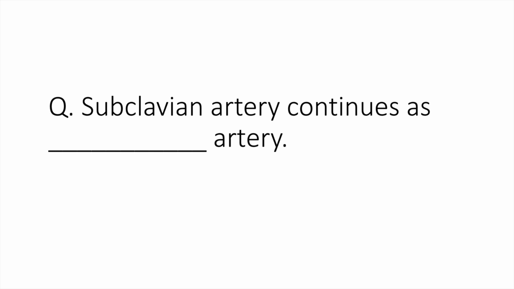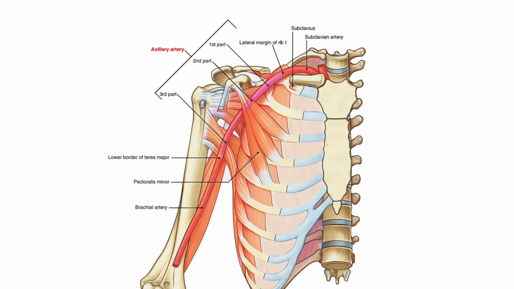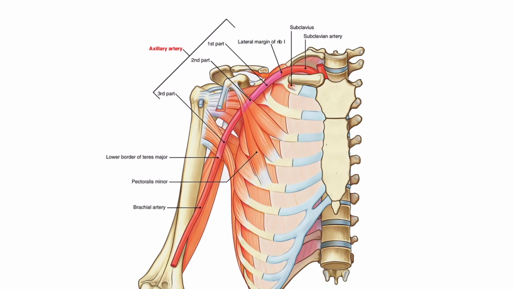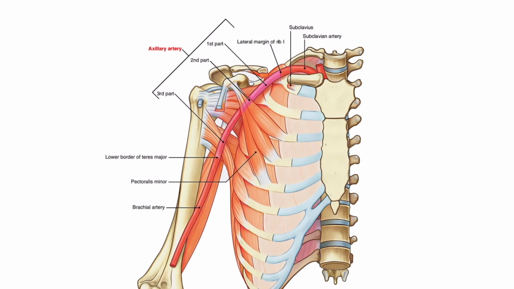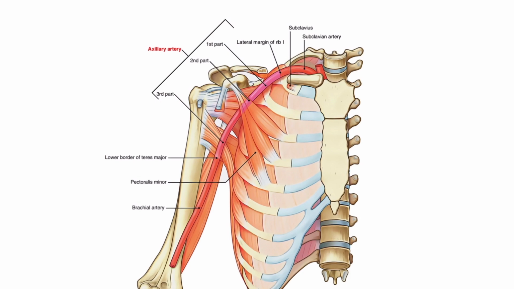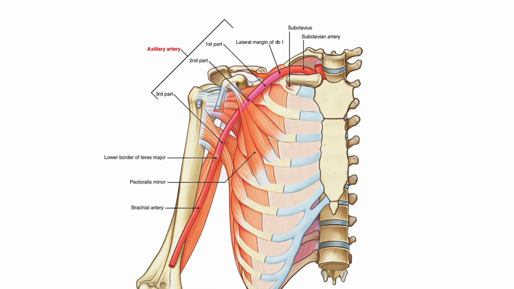Subclavian artery continues as axillary artery. Now here you are seeing that the subclavian artery emerges out of the thoracic inlet and crosses the first rib, and then reaches into the axilla, passing behind the pectoralis minor, reaching down to the lower border of teres major and continuing as brachial artery. So there you are seeing that it's a single artery with three different names according to the different destinations.